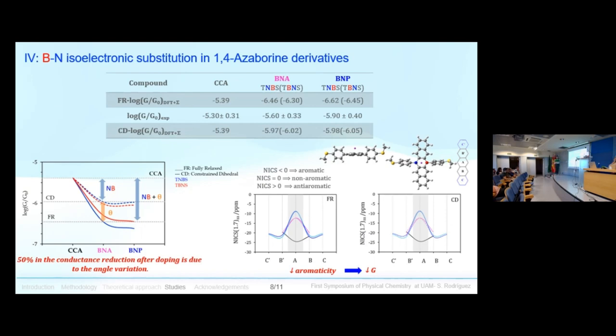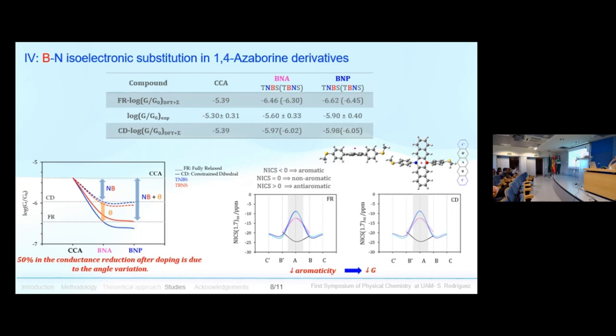So we obtain the same trend as experimentally: this kind of doping reduces the conductance of the system, and we obtain values of conductance of more or less the same order of magnitude. And I compare the theoretical result without and with the relaxation.